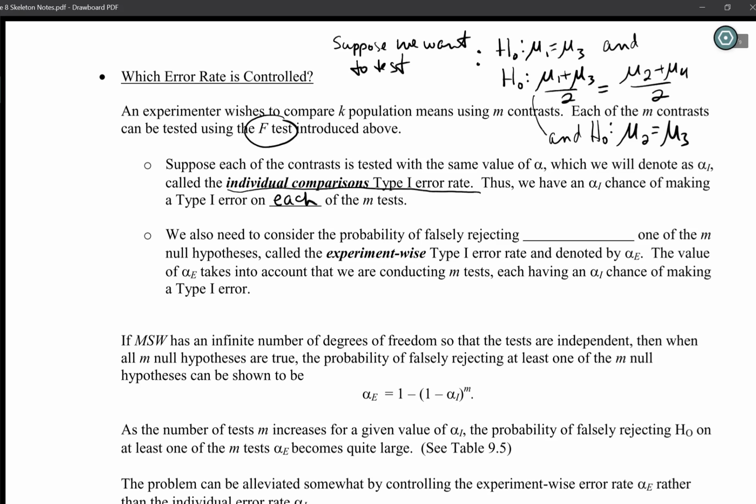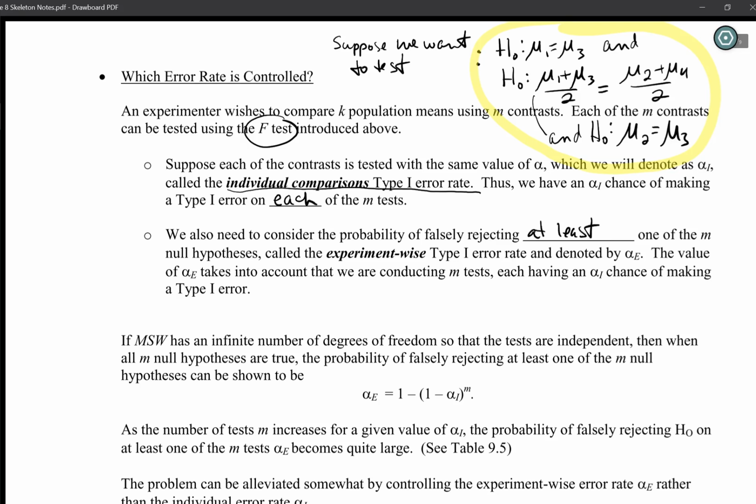All right. Now, we also need to consider the probability of falsely rejecting at least one of the M null hypotheses. So in this example, where there are three null hypotheses that we could test, what is the probability that at least one is falsely rejected?